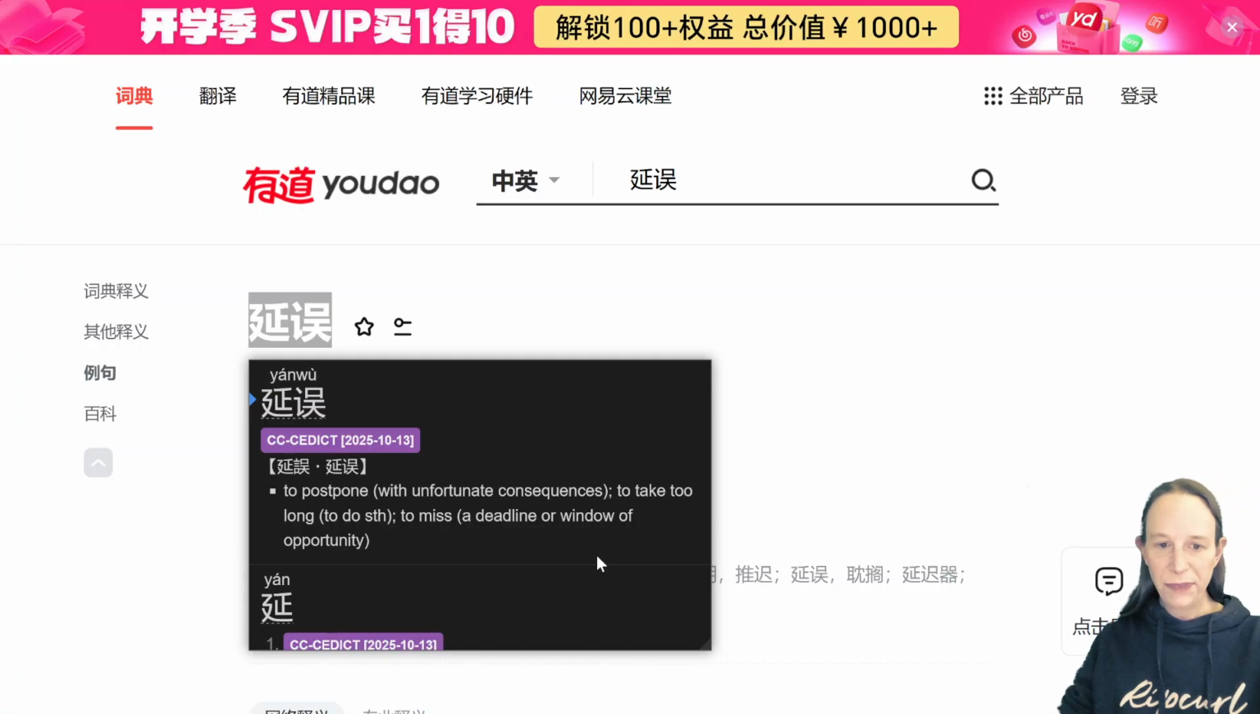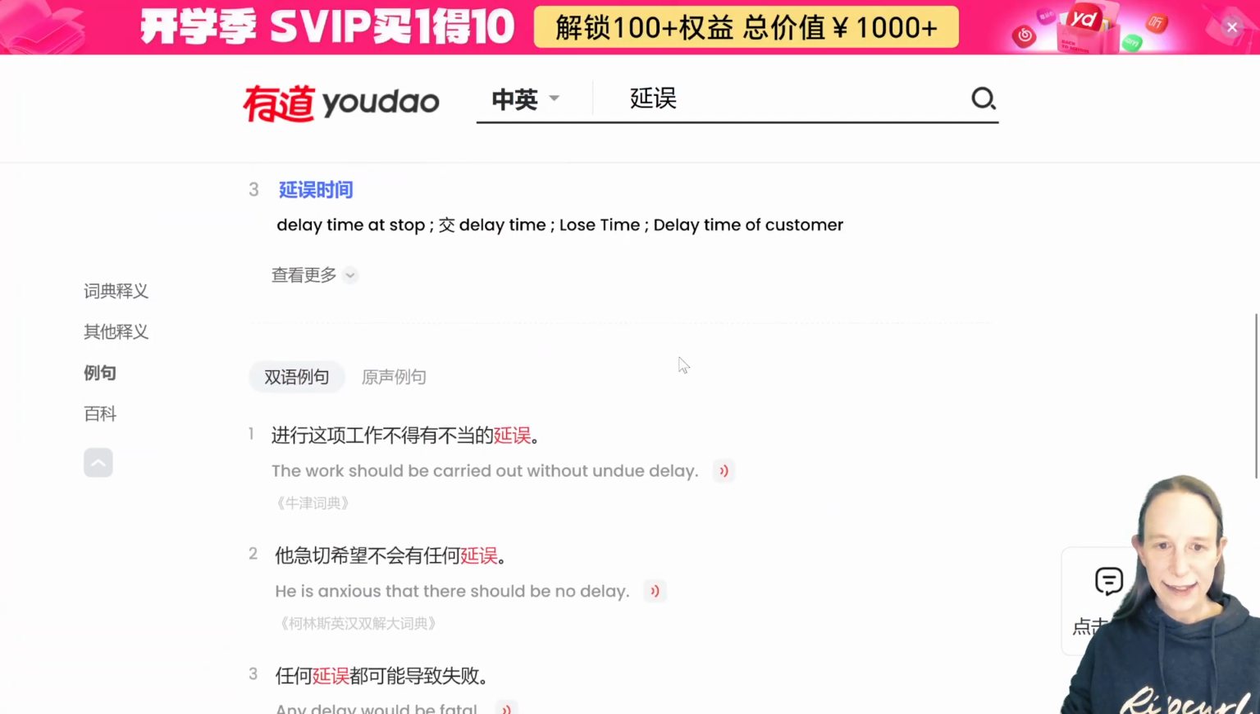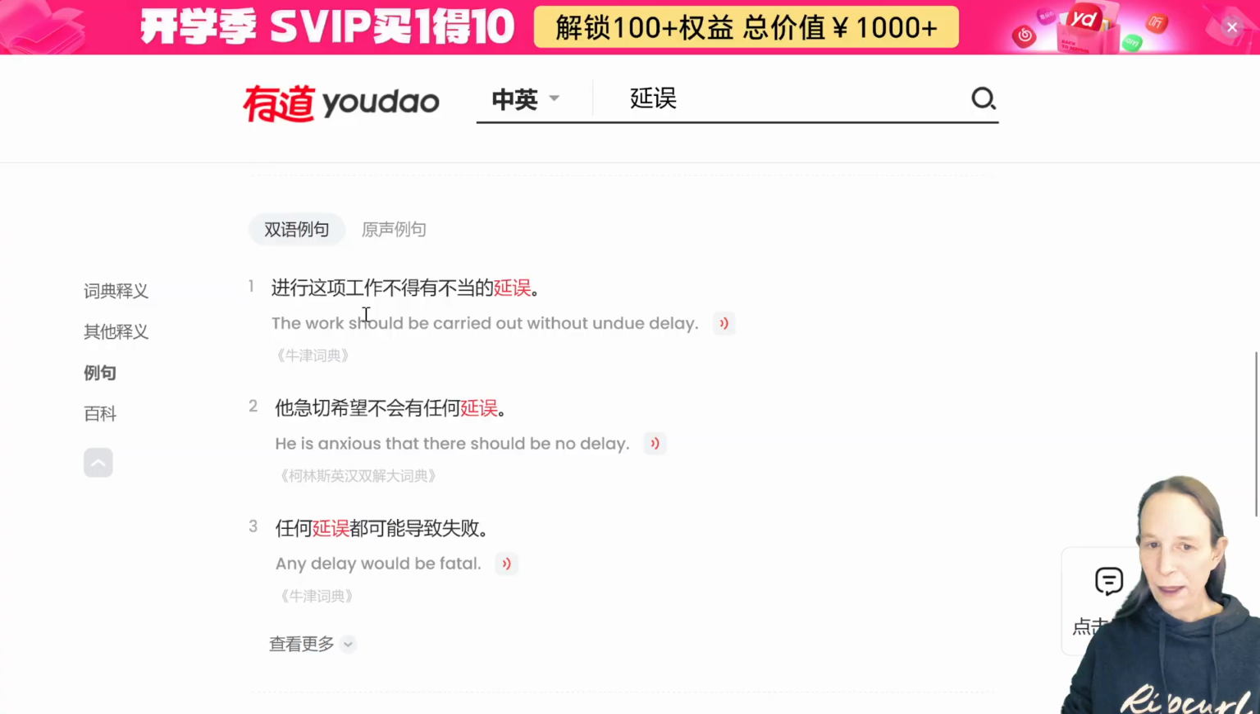Yeah, so let's look at some context here. Work should be carried out without undue delay. Oh, no delay. Okay, so we're often negating it. 不得有不当的延误，任务延误都可能导致失败. Yeah, any delay could lead to failure. Fatal in a figurative sense. Yeah. All right. Oh, one more.